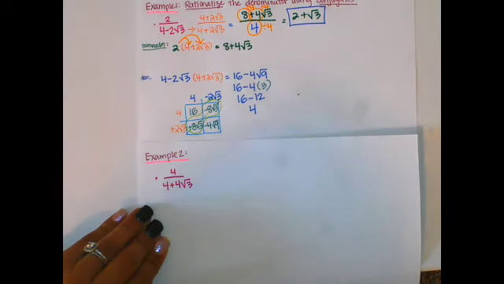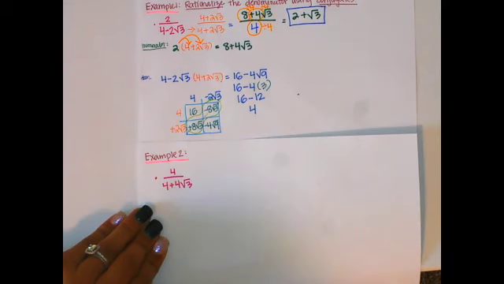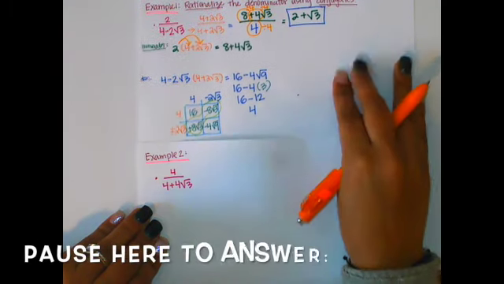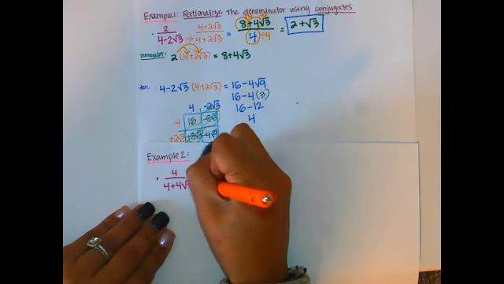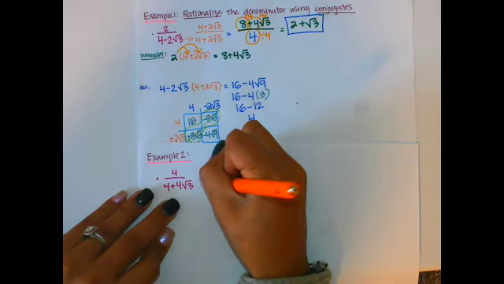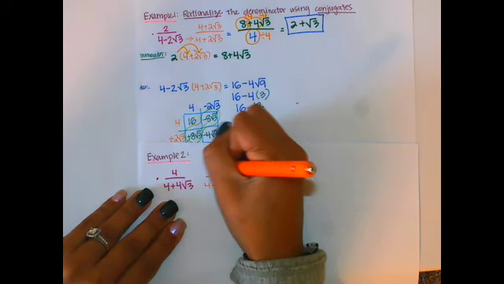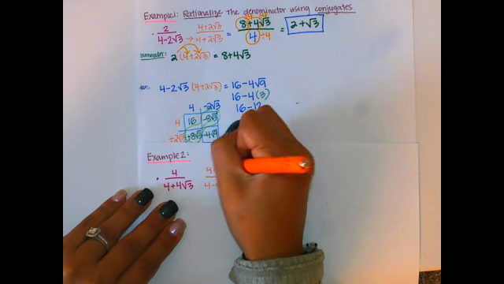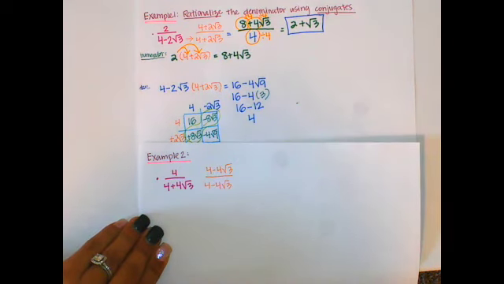Okay, so here is my second example. The first thing I want to know from you is, what is my conjugate? You should have gotten that my conjugate would be 4 minus 4 square root of 3. And what we do at the bottom, we also need to do at the top. Now, what would you get as your new numerator?